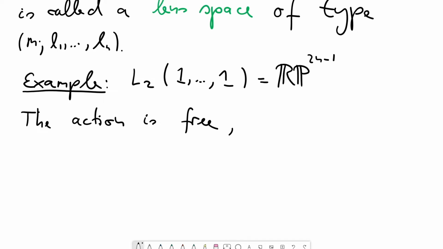And this has the consequence that actually the quotient map from the 2n-1 sphere to the orbit space, the lens space, is a covering map. And since orbits have length m, because the group has m elements, it's an m-sheeted covering.